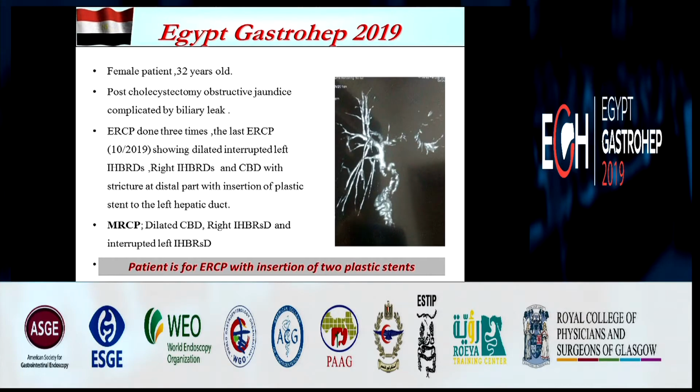Next case is of a female patient, 32 years old, post-cholecystectomy, obstructive jaundice complicated by biliary leak. ERCP was done 3 times, the last ERCP in 10/2019, showing dilated interrupted left intrahepatic periradicals dilatation, right intrahepatic periradicals dilatation, and CBD with a stricture at distal part with insertion of plastic stent to the left hepatic duct. MRCP showed dilated CBD, right intrahepatic periradicals dilatation, and interrupted left intrahepatic periradicals dilatation. The patient is for ERCP with insertion of 2 plastic stents.